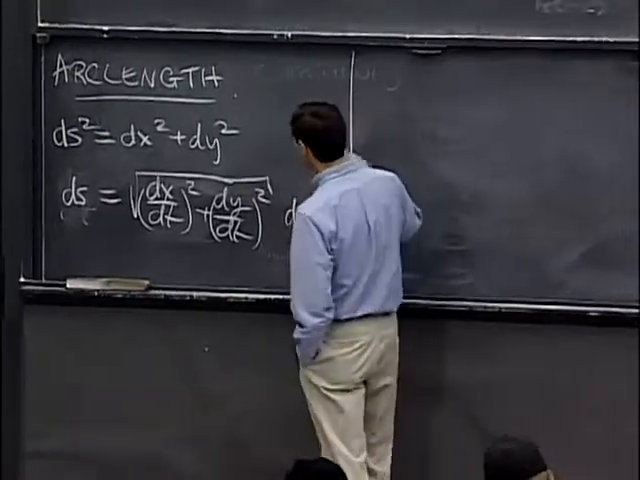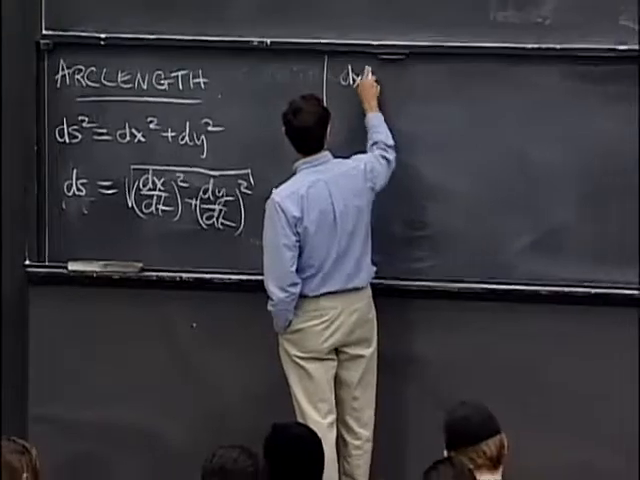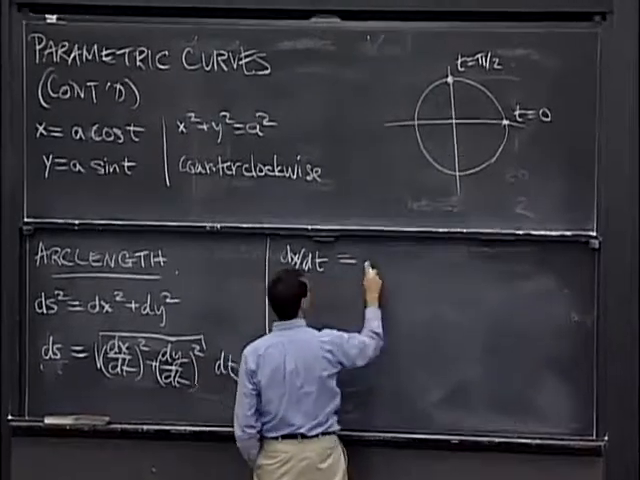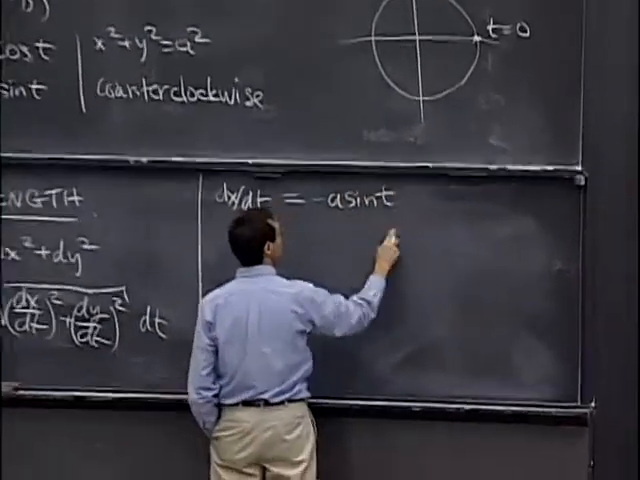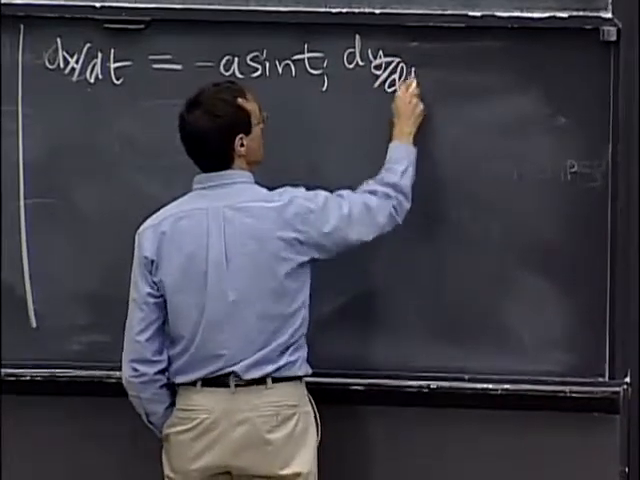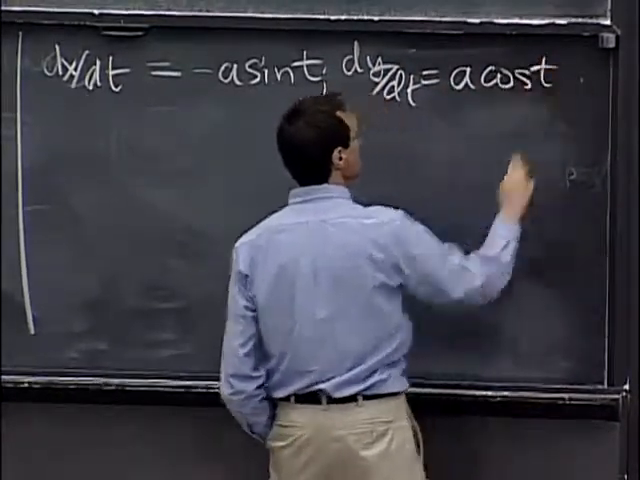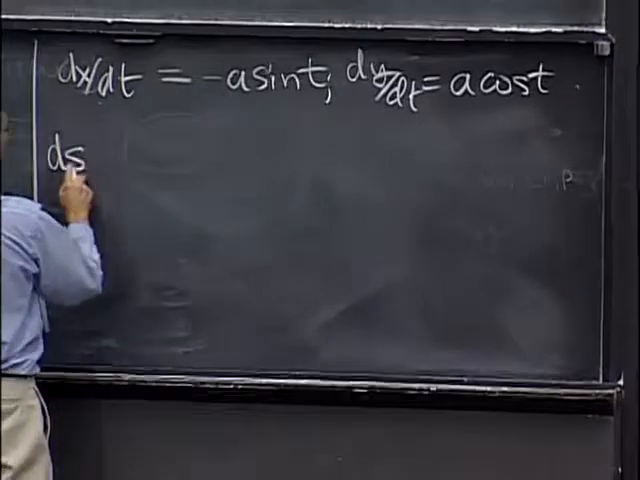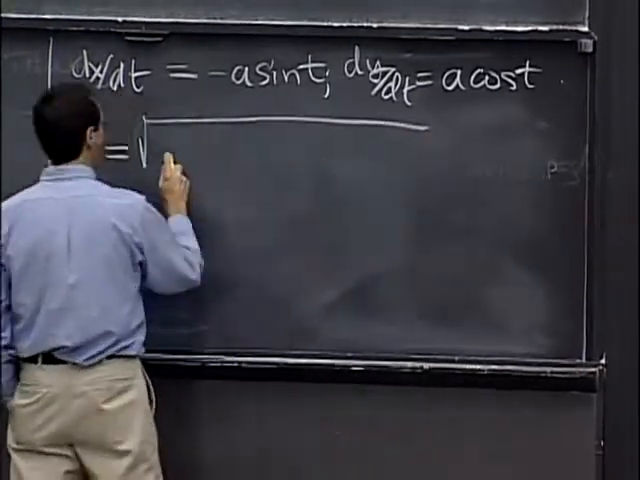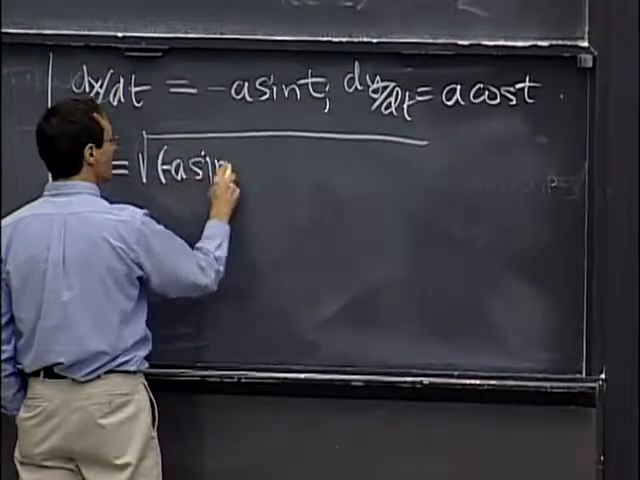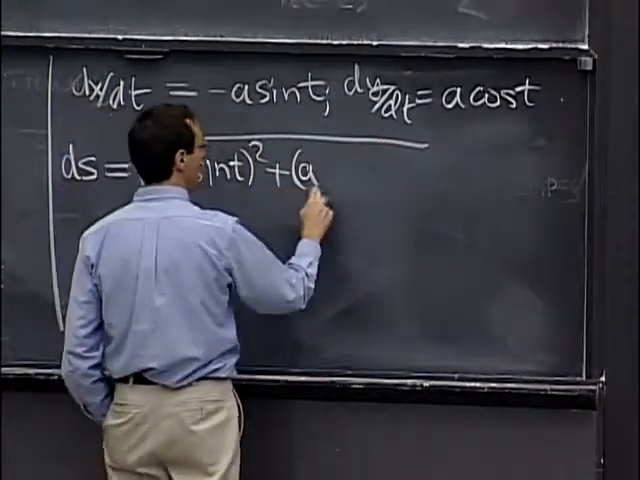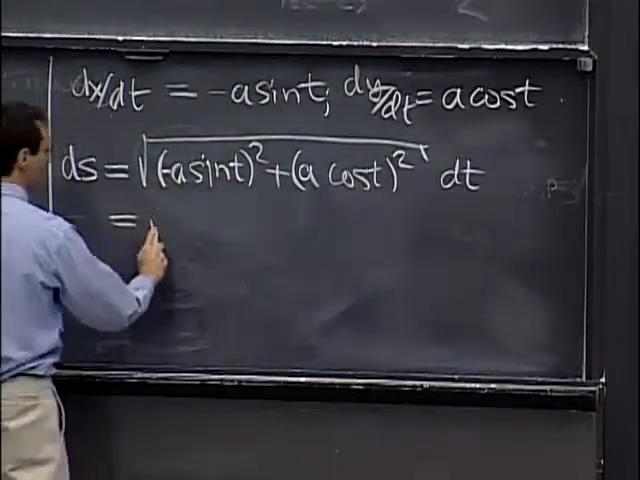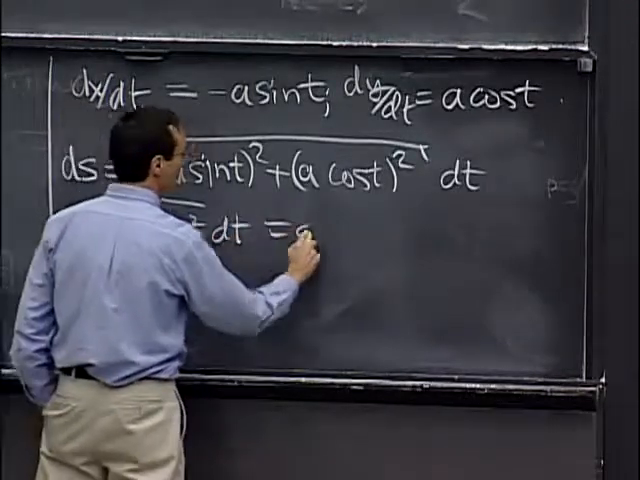And so to figure it out, I have to differentiate x with respect to t. And remember, x is up here. It's defined by a cosine t. So its derivative is minus a sine t. And similarly, dy/dt is a cosine t. All right? And so I can plug this in, and I get the arc length element, which is the square root of minus a sine t squared plus a cosine t squared, dt, which just becomes the square root of a squared dt, or a dt.